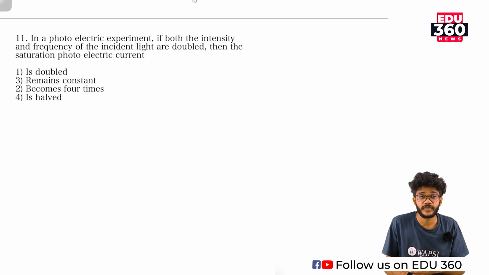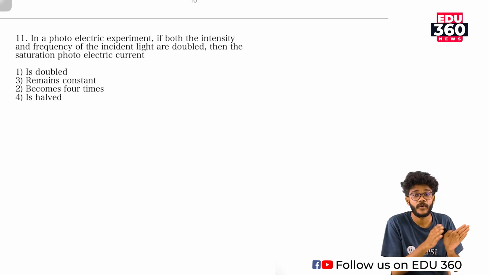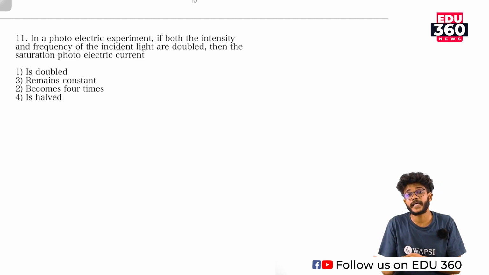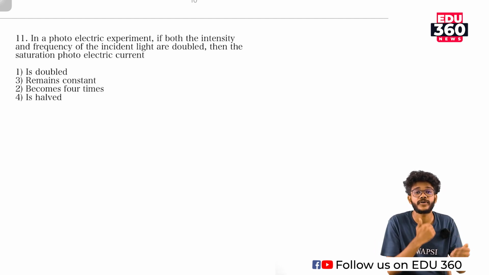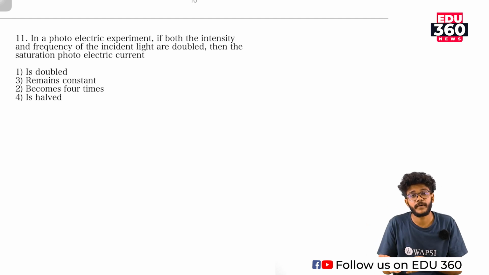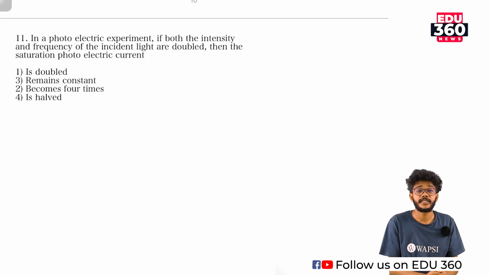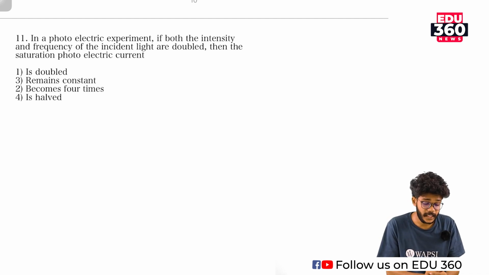So in the question, both the intensity and the frequency of the incident light are doubled. Then the current also gets doubled and the stopping potential also gets doubled, but here they are only asking about the current. So option A is correct: the electric current is doubled.